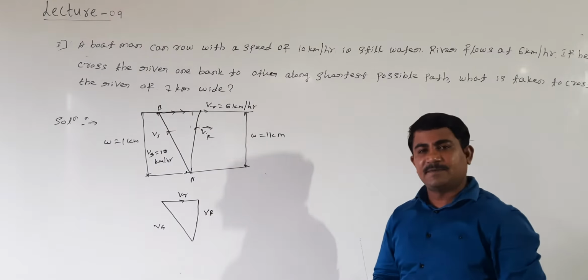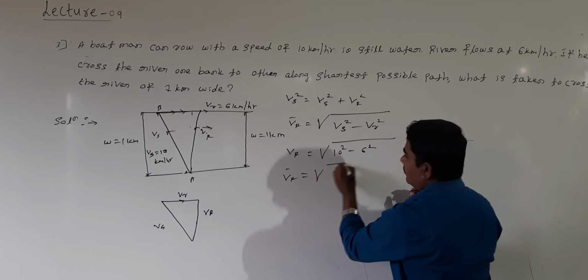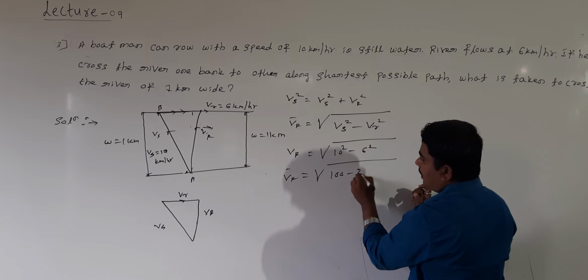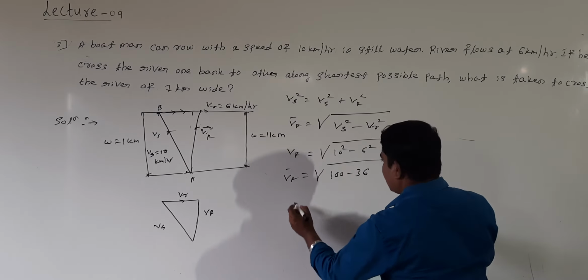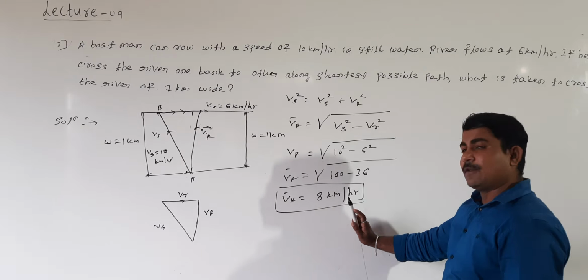Then how to calculate the resultant? The resultant equals the square root of Vs square minus Vr square. Vs is 10, so 10 square, and Vr is 6, so 6 square. That is 100 minus 36, which gives 64. So the resultant equals 8 km per hour. I mean, the resultant speed of the boatman is 8 km per hour.